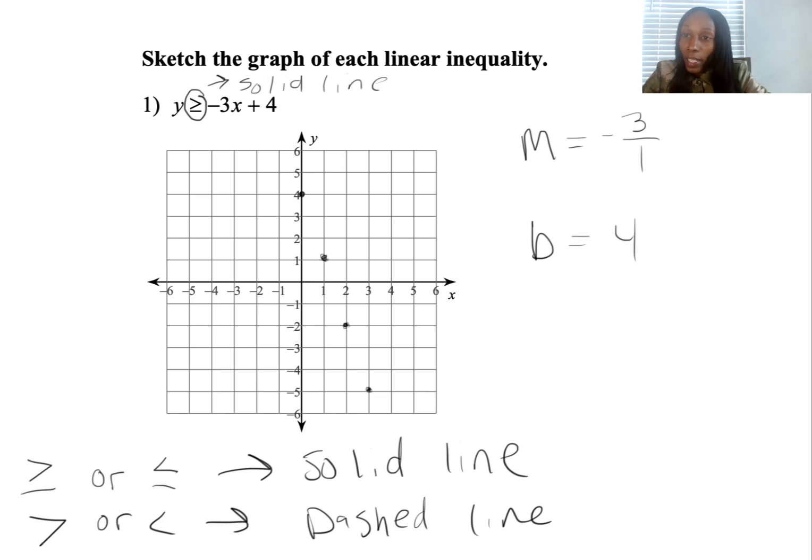So go ahead and draw your line. Go ahead and connect your points. Hold on one second. Let me just do that one more time. All right. So I have my solid line.